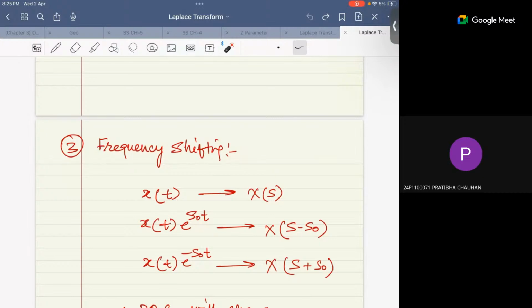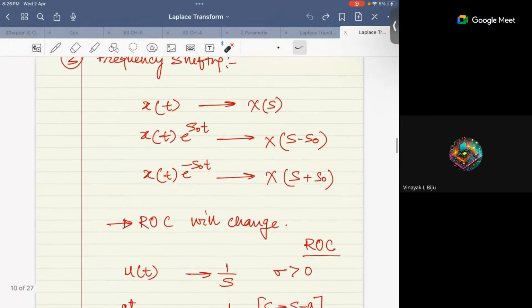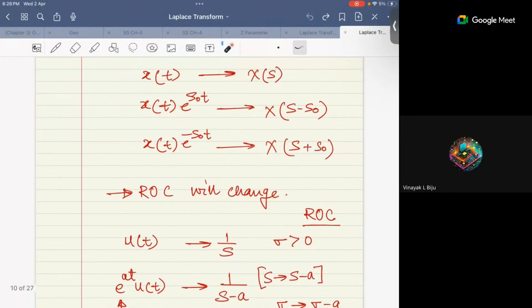And how will the ROC change? You just have to replace sigma with sigma minus whatever the value that you are getting, sigma minus S naught. Is this clear to everyone? This is very simple to remember also. See, the ROC will change because, as I told you, whenever there's an impact on S, then your ROC will change for sure.